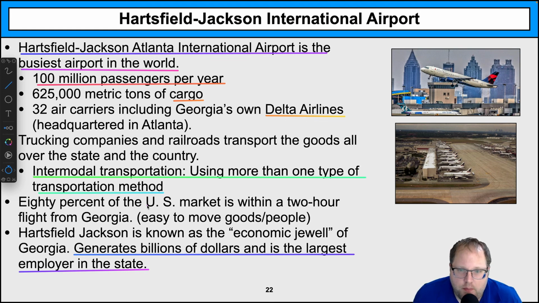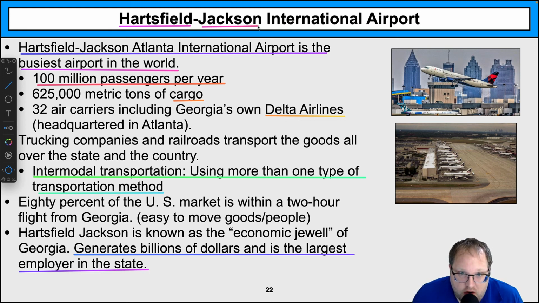So this is the place that has the single most people working there in the entire state of Georgia. One of the things that we do need to know about Hartsfield-Jackson is where its name came from. The Hartsfield in Hartsfield-Jackson came from a mayor of Atlanta, a guy named William B. Hartsfield, who was the mayor of Atlanta when the airport was funded and built.